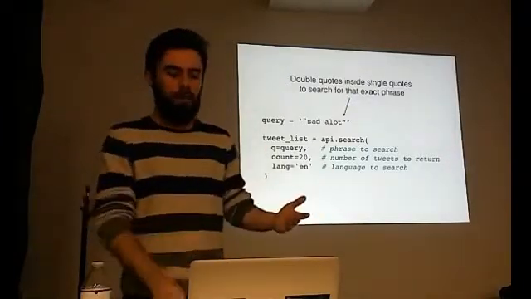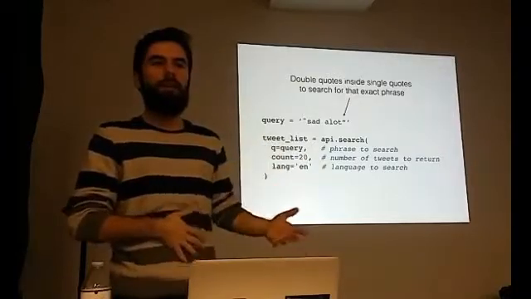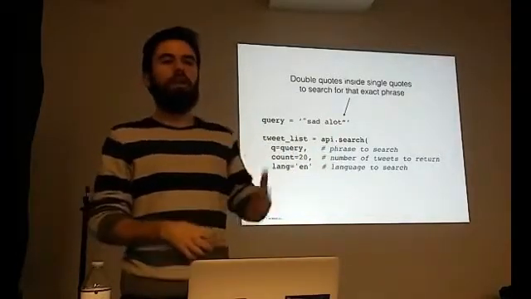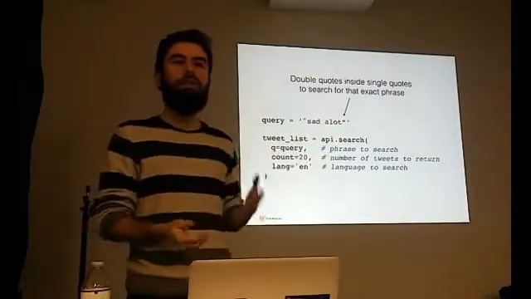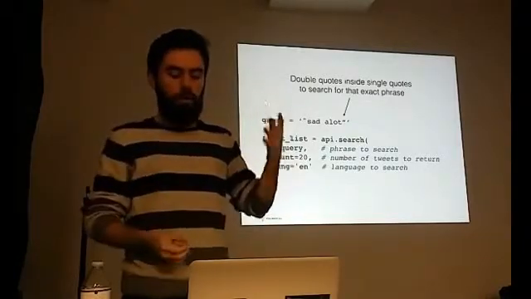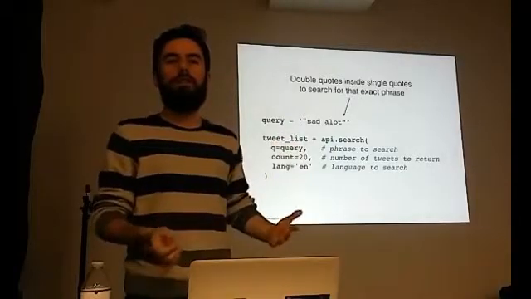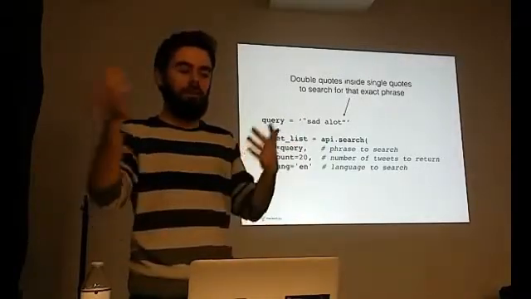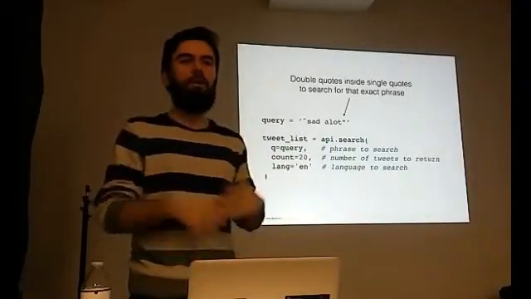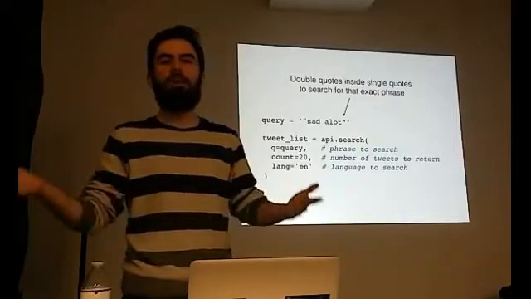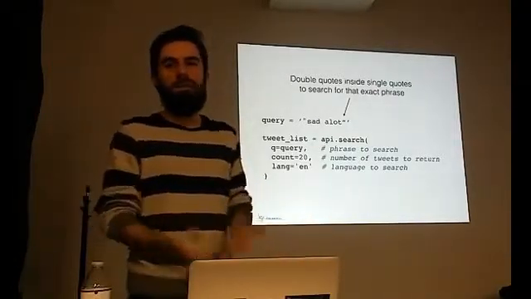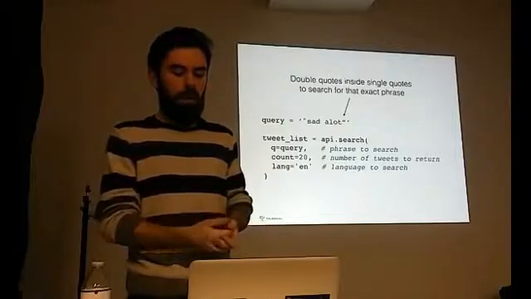After that, we're doing api, which we created before, .search. We're saying, okay, on Twitter, search for this query. We want to receive 20 tweets, and the language we want to be searching in is English. If you want to change that, you can put es and it will be Spanish, or any language that you want.